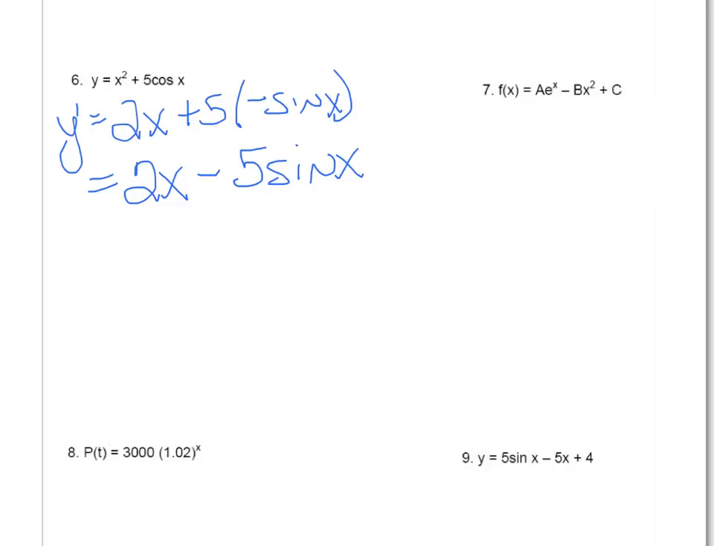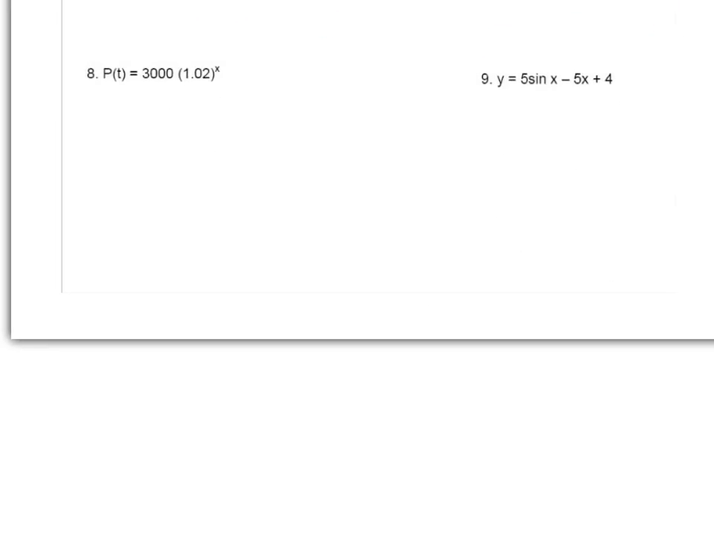Okay, now for 7, the letters are all coefficients. So when you find the derivative, the coefficient stays. Derivative of e to the x is e to the x. The 2 comes down. And then the derivative of c as a constant is 0. Okay, for 8, when we take the derivative, the coefficient stays. Then we have a to the x ln a.